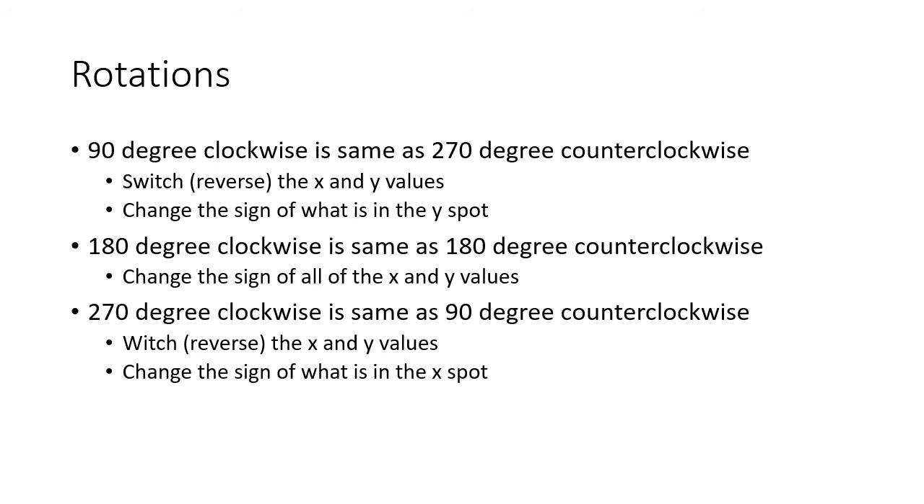Let's go ahead and look at the recap on everything so that we get this straight. If you're working with 90-degree clockwise, that's the same as the 270-degree, the opposite direction. Okay, first thing you're going to do, you're going to switch or reverse the x and y values. If you were at 2, 3, change it to 3, 2. Then you're going to change the sign of what is in the Y spot. So I would just come over here to my Y spot, change the sign.